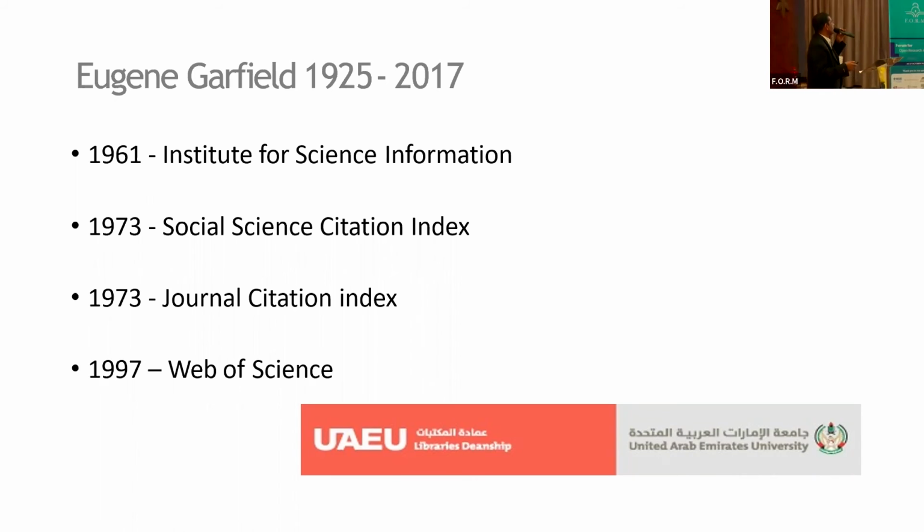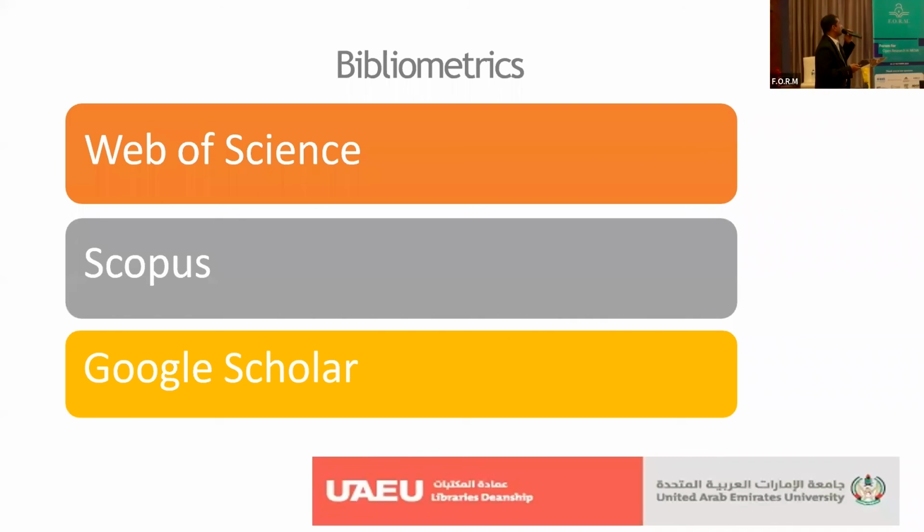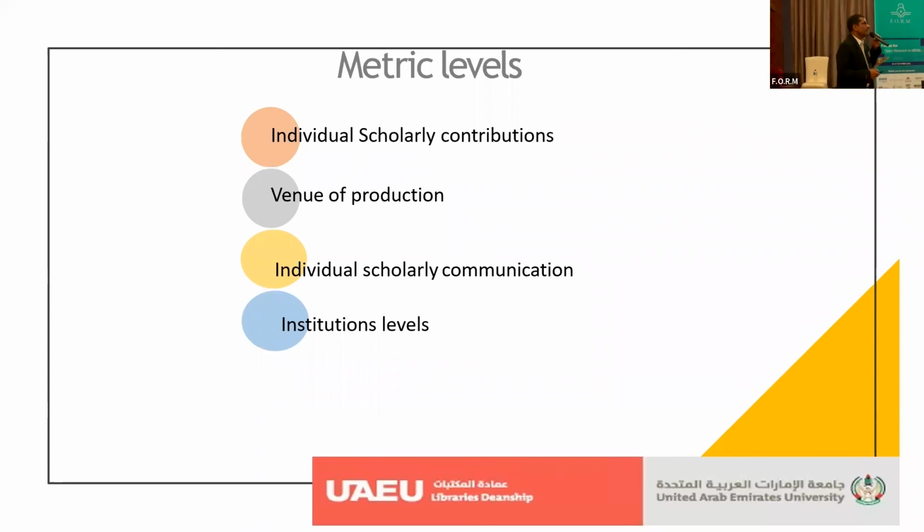Later, the Social Science Citation Index was published. Eventually, it led to Web of Science. We are still using Web of Science as a tool to analyze the quality of materials. There are many other tools like Web of Science, Scopus, and Google Scholar. These tools analyze research output at 4 levels: individual scholar contribution, venue of production, author level, and institution level.